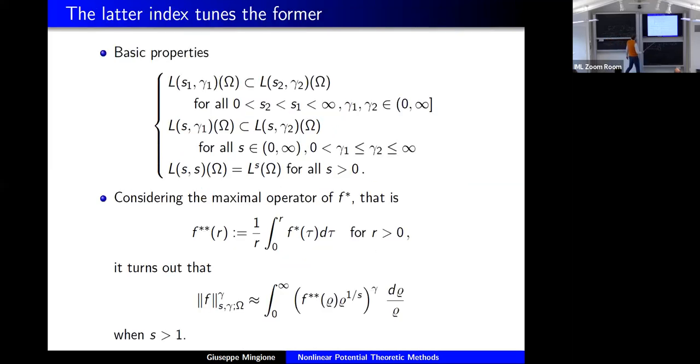Basic properties. The first index dominates because this refers to powers. This refers to logs and all kinds of logs. And the reverse, this goes in one direction, this goes in the other direction. And by the way, there's a different form using maximal operators to express the Lorentz norm. This is the maximal operator only when s is larger than 1, because maximal operators are bounded only for p larger than 1. Okay, this is what it is.